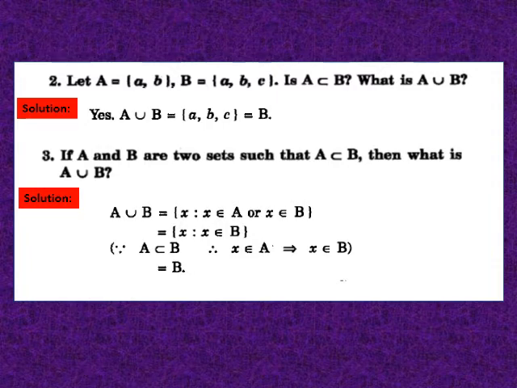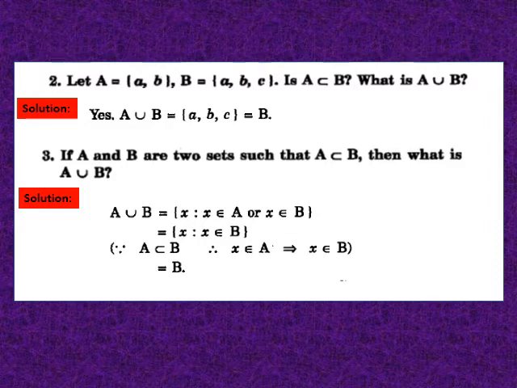So here we get a very good property: if A is a subset of B, then A union B will be equal to B. Remember this point. Okay. So moving to question 3. If A and B are two sets such that A is a subset of B, then what is A union B? Now it is the same as the previous one. So A union B equals what? {x such that x belongs to A or x belongs to B}.